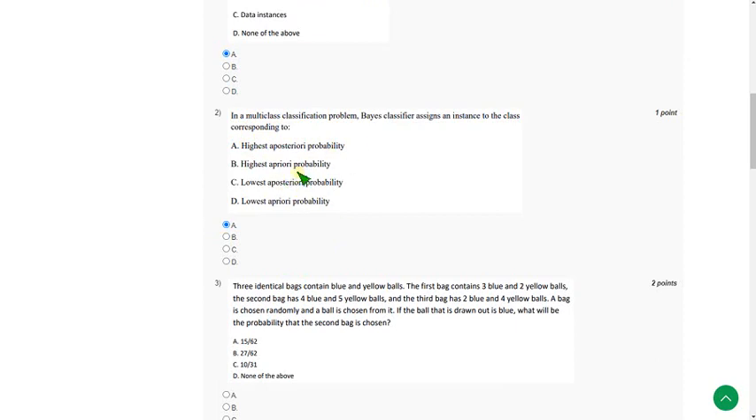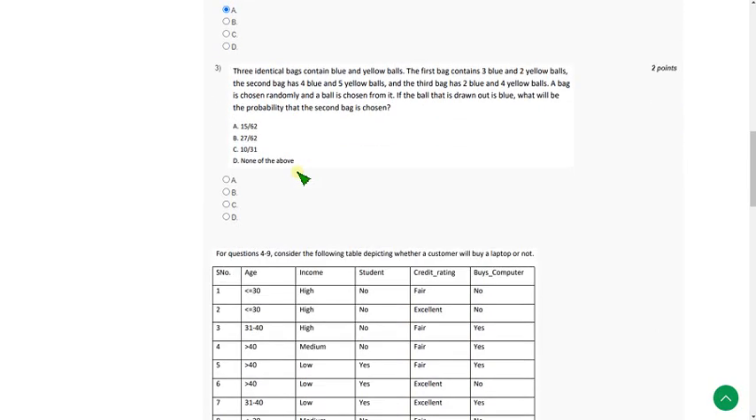So moving on to the third question. They give a probability question. It's a calculation part. Three identical bags contain blue and yellow balls. The first bag contains 3 blue and 2 yellow. The second bag contains 4 blue and 5 yellow. The third bag contains 2 blue and 4 yellow. So if the ball drawn out is blue, then what is the probability that the second bag is chosen?